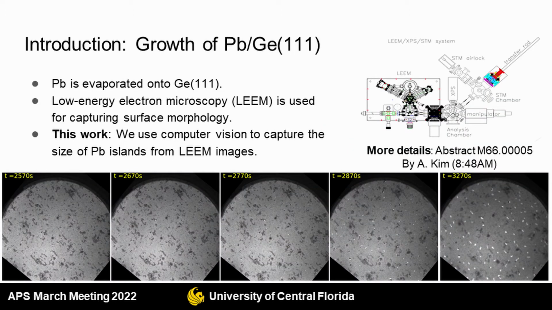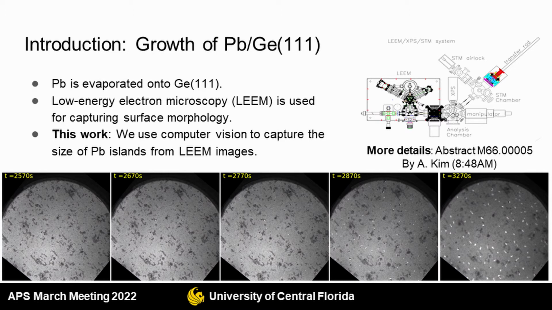In the top right is the apparatus used for the experiment. More details on this will be explained by Andrew Kim, the experimentalist, in the next talk. For a summary of the experiment, lead is evaporated onto a uranium-111 surface. Low energy electron microscopy, LEEM, is used for capturing surface morphology. And in this work, we used computer vision to capture the size and growth rates of lead islands from LEEM images. So on the bottom here are 5 sampled images of the LEEM data.